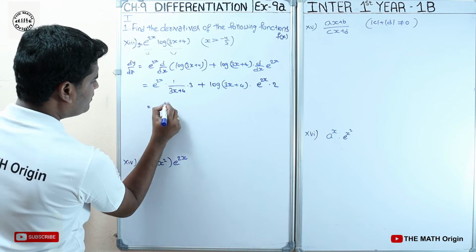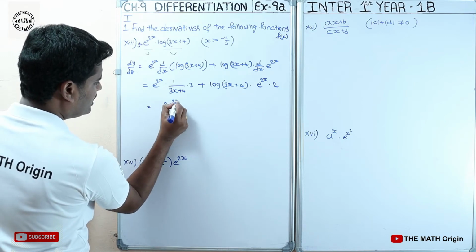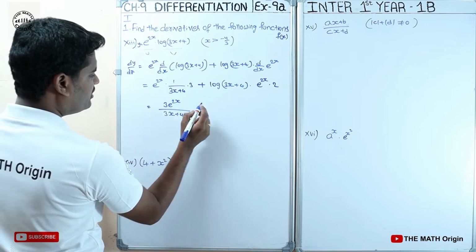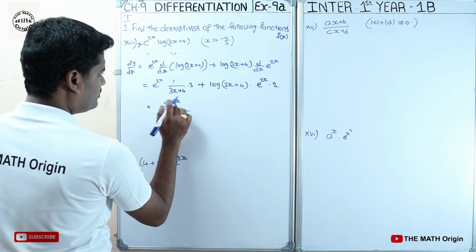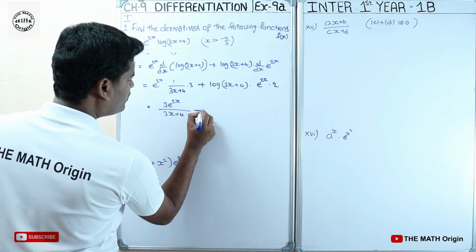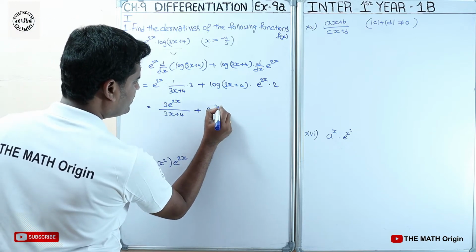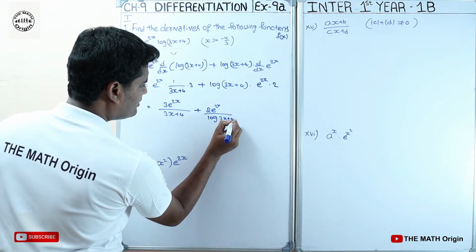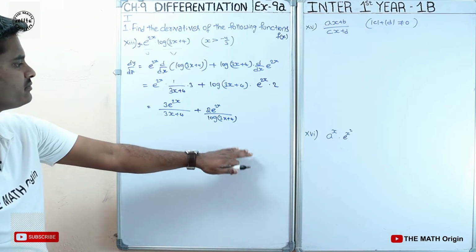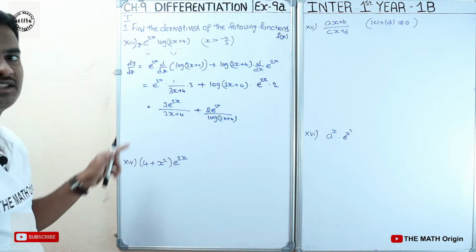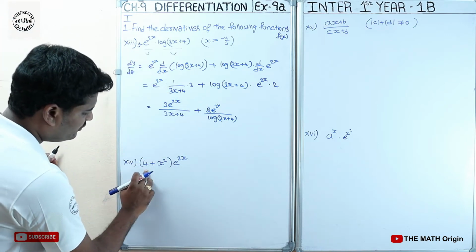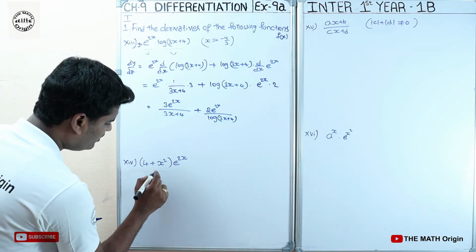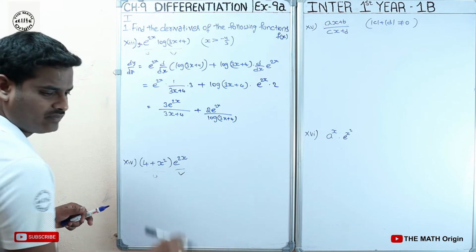Therefore, the simplified value is e power 3 into e power 2x plus 3 into e power 2x by 3x plus 4 plus 2 e power 2x by log 3x plus 4, is the resulted equation for this 13th question. Now 14th, 4 plus x square into e power 2x.